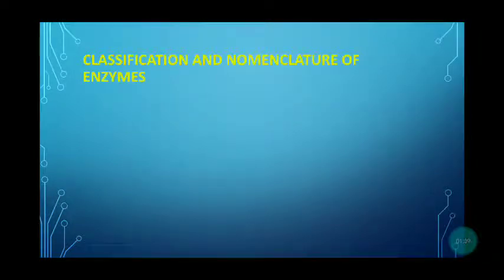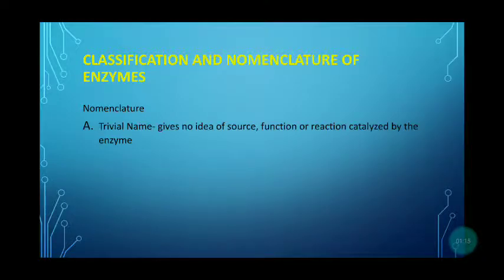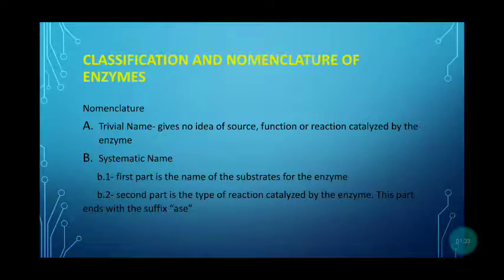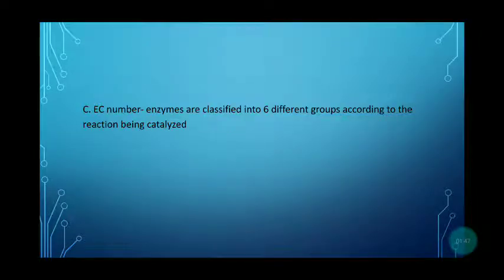First, the classification and nomenclature of enzymes. For the nomenclature of enzymes, first, the trivial name. It gives no idea of source, function, or reaction catalyzed by the enzyme. For example, trypsin, thrombin, and pepsin. The second one is the systematic name. The first part is the name of the substrate for the enzyme, and the second part is the type of reaction catalyzed by the enzyme. This part ends with the suffix -ase. For example, lactate dehydrogenase.